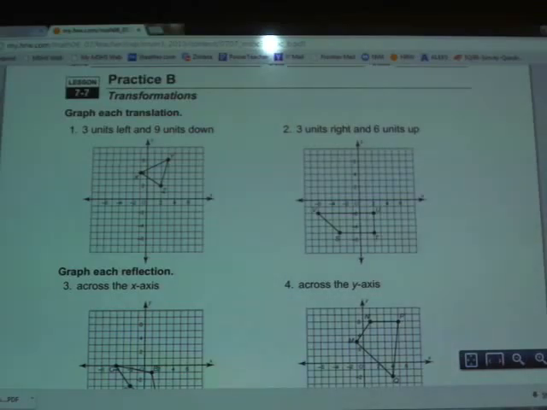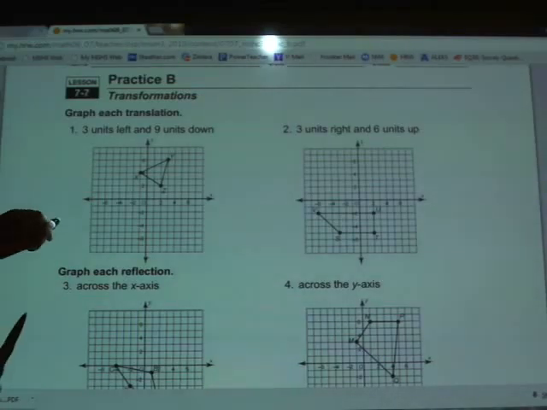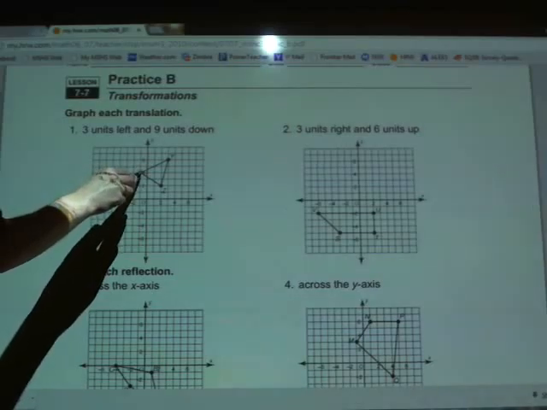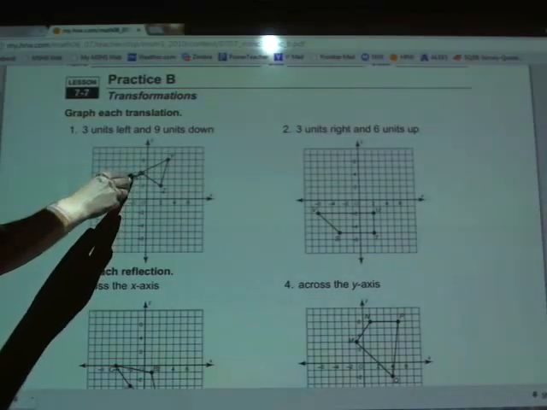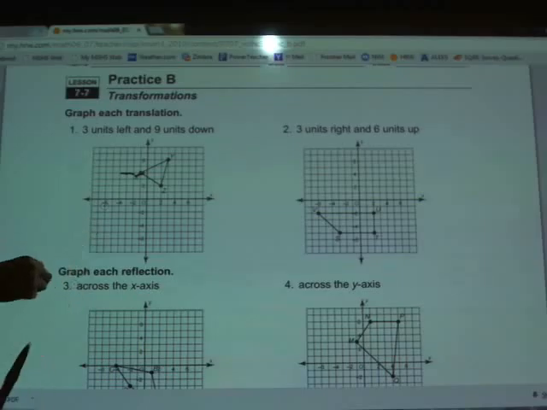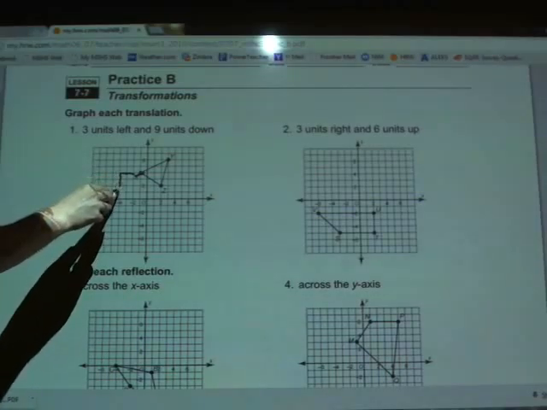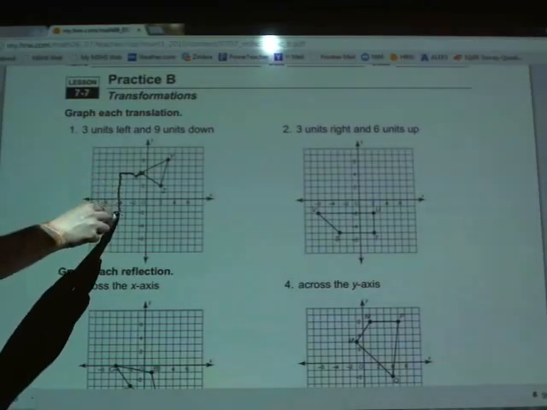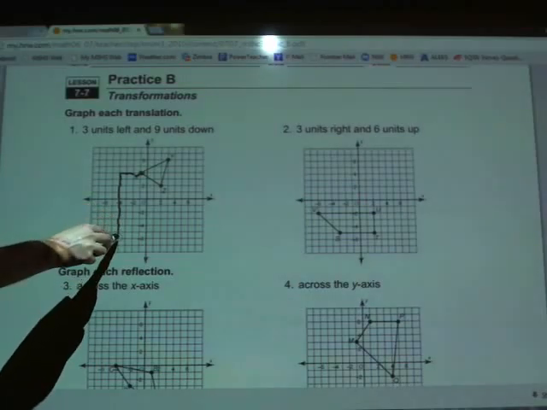So in this A example here, the number 1 question rather, they're asking us to move the shape 3 units left and 9 down. So I'm going to move each corner 3 left and 9 down. So let's go ahead and start with the X. I'm going to move the X 3 left, 1, 2, 3, and then 9 down, 1, 2, 3, 4, 5, 6, 7, 8, 9. So there is my new point X.